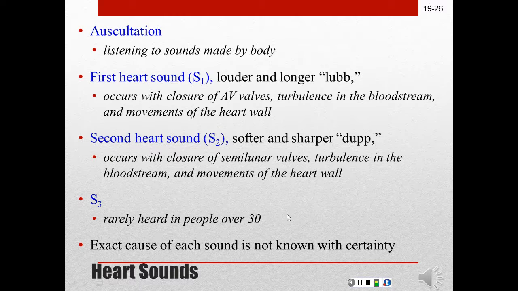But if it is heard in people older than 30, it's said to have a triple rhythm or a gallop. Now, the cause of each sound is not known with certainty because the valves operate silently. So turbulence in the blood flow may be the cause.